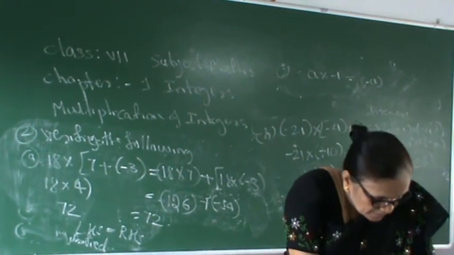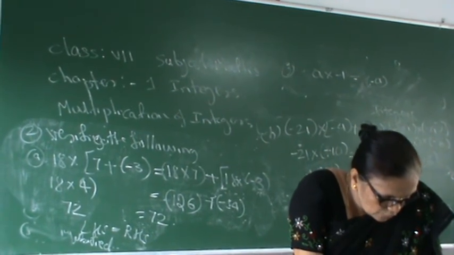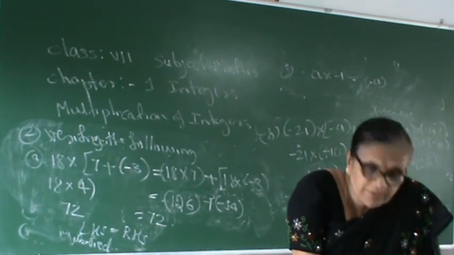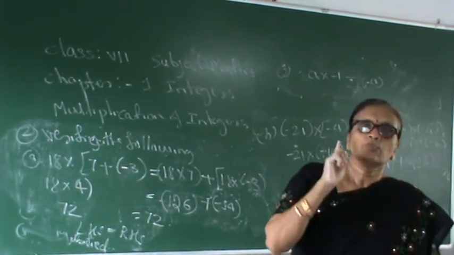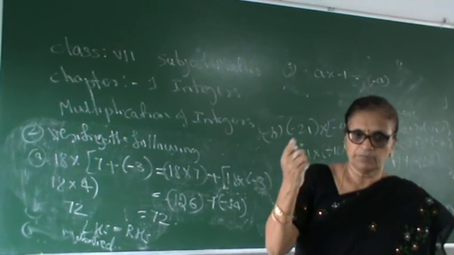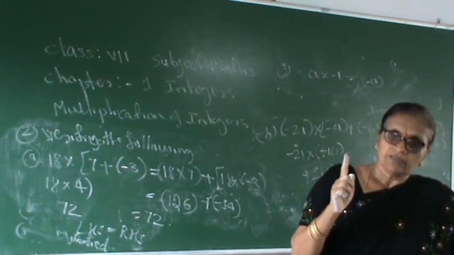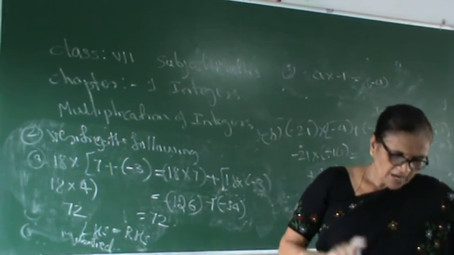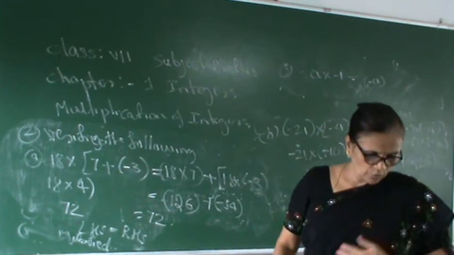Next one, the second one, third bit only. Determine the integer whose product with minus 1. Means you are multiplying minus 1 with minus 22. Minus 22 into minus 1 is plus 22. Minus 1 into 37 is minus 37. And minus 1 into 0 is 0 is the answer. This is third bit over.